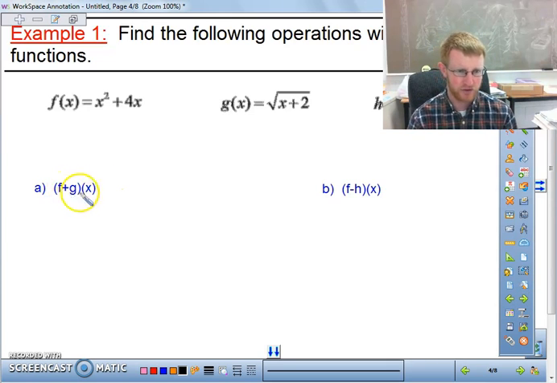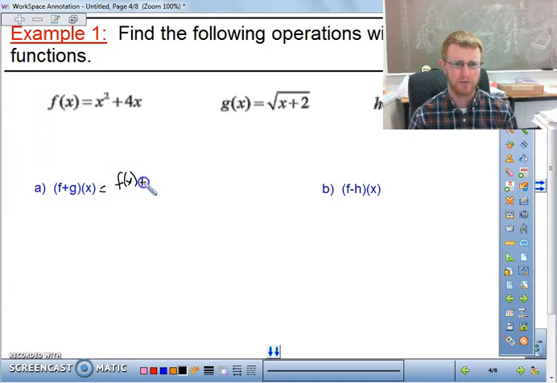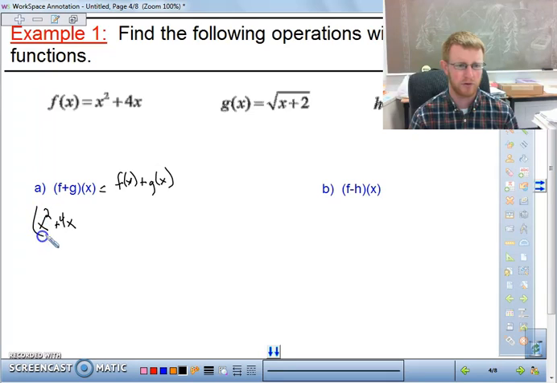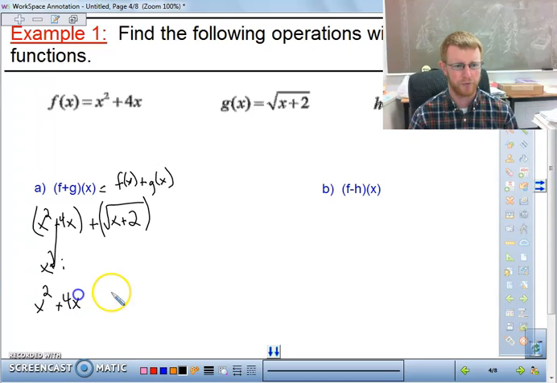We have f plus g of x. So in other words, that's the same thing as saying f of x plus g of x. So we just simply add the two functions. We have x squared plus 4x. And I always put them in parentheses just in case. And then our g of x is the square root of x plus 2. And then hopefully you can notice when we rewrite this, we have x squared plus 4x plus the square root of x plus 2.